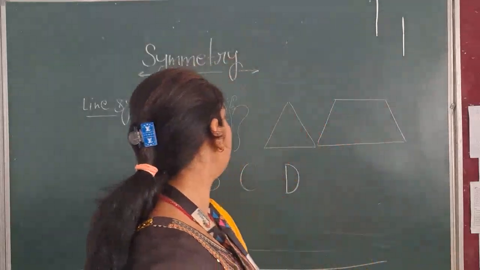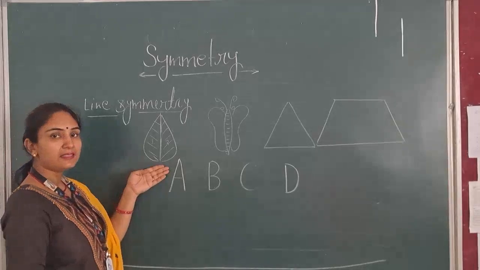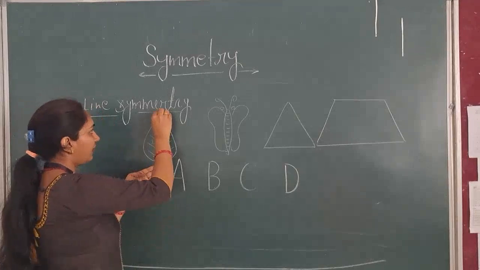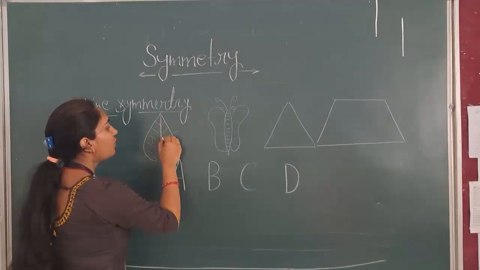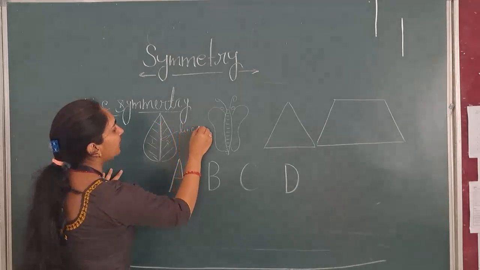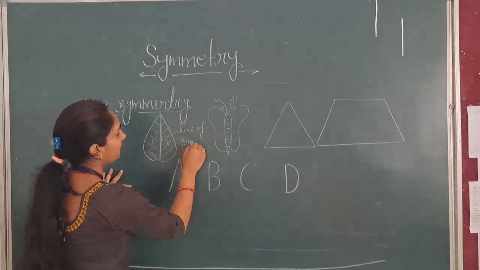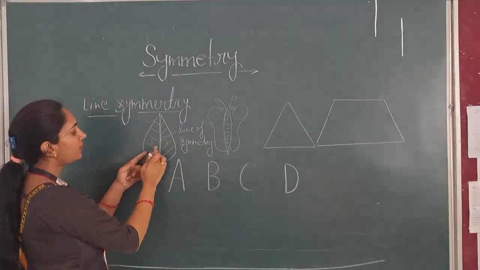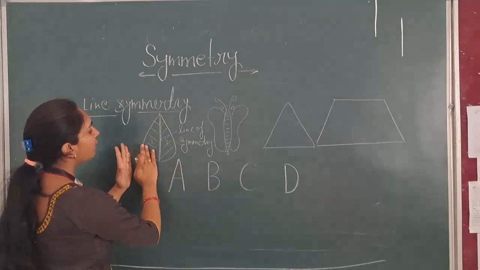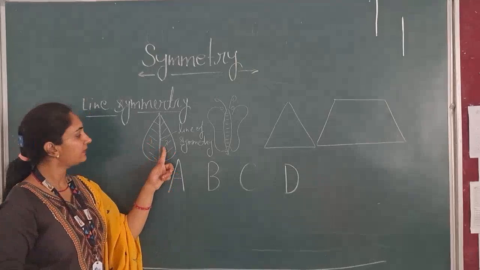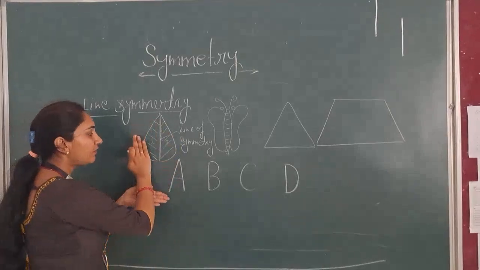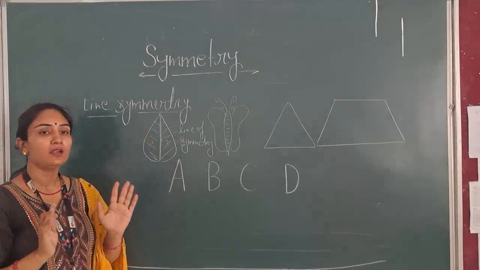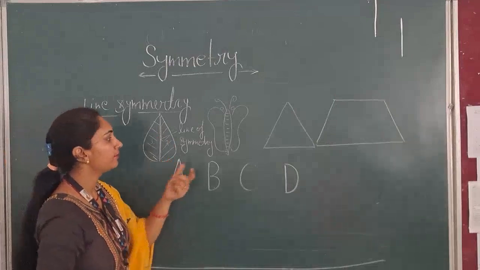Yes, for example, if we have a leaf like that, it can be cut by this line of symmetry. This line divides the leaf into two equal halves, first and second. If we fold the leaf, then the first part coincides with the second part, that means the first part is covered by the second part totally. That is called symmetry.